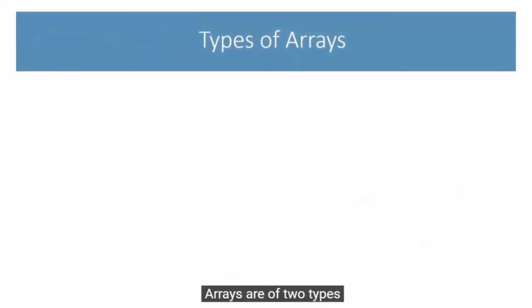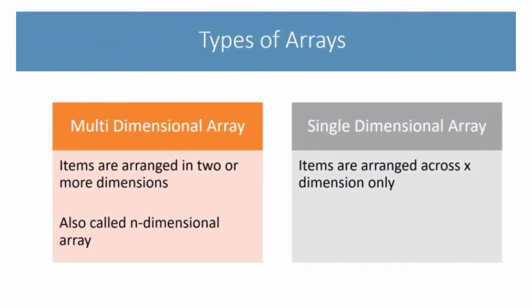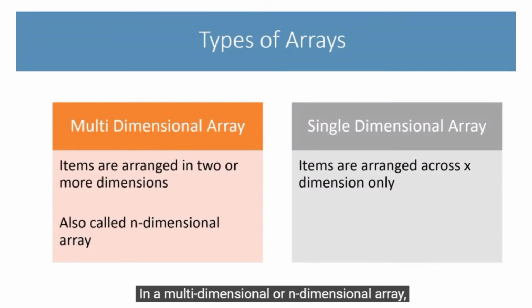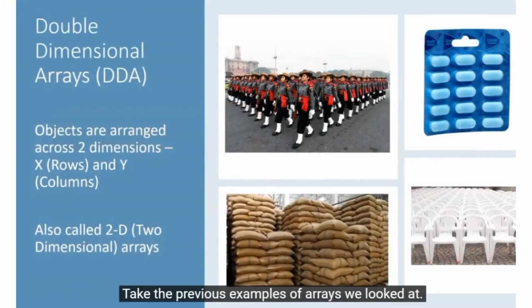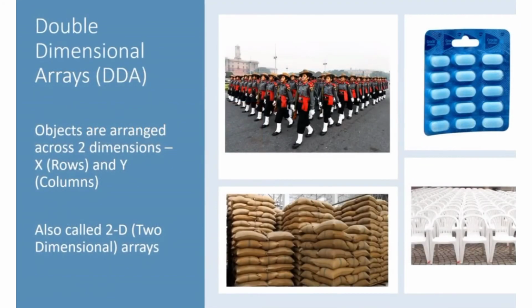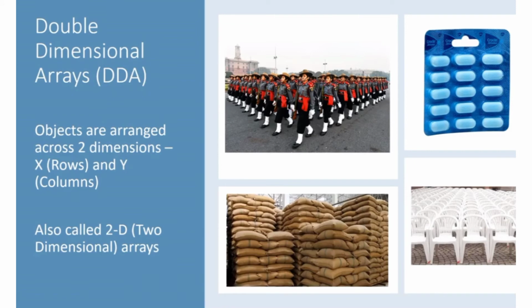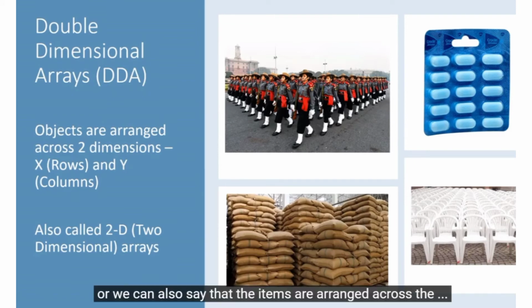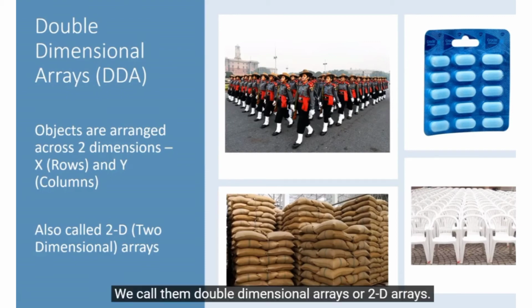Arrays are of two types: multi-dimensional arrays and single-dimensional arrays. In a multi-dimensional or n-dimensional array, items are arranged in two or more dimensions. Take the previous examples of arrays we looked at. In each of these examples, the objects are arranged in two dimensions, that is, across rows and columns. Or we can also say that items are arranged across the x and y dimensions. We call them double-dimensional arrays or 2D arrays.